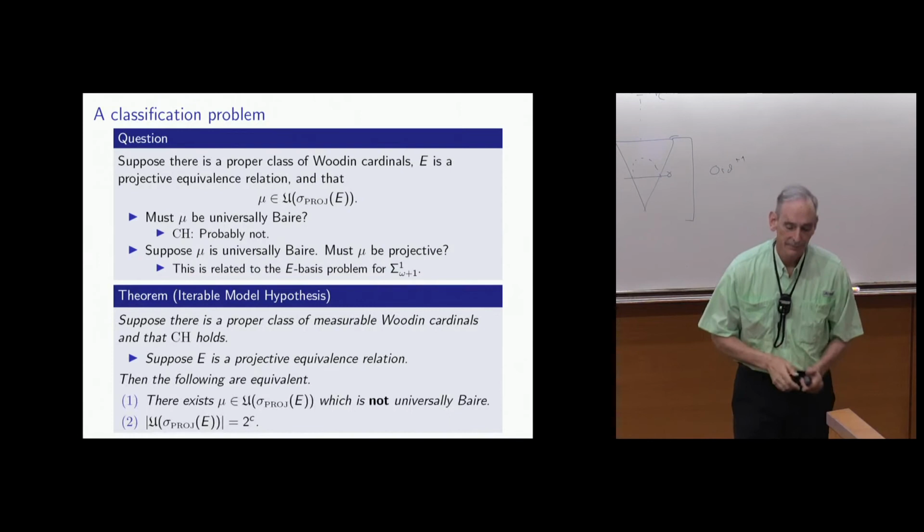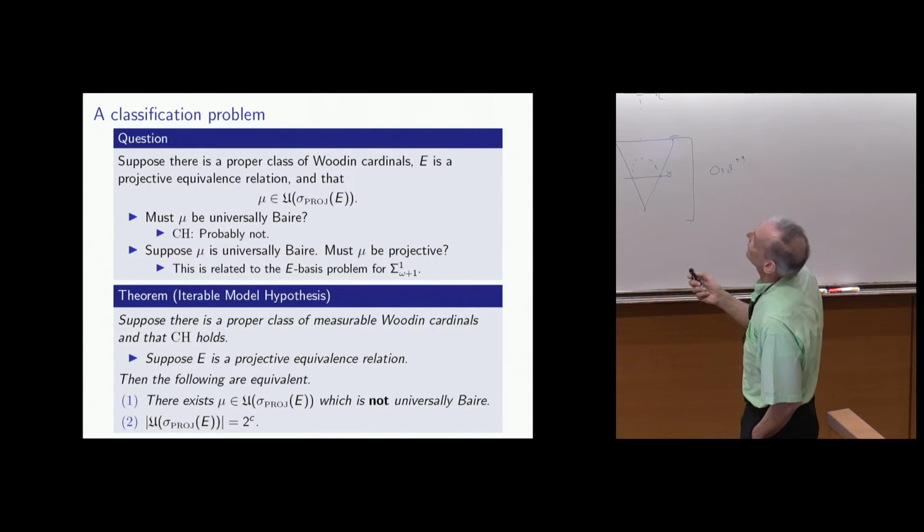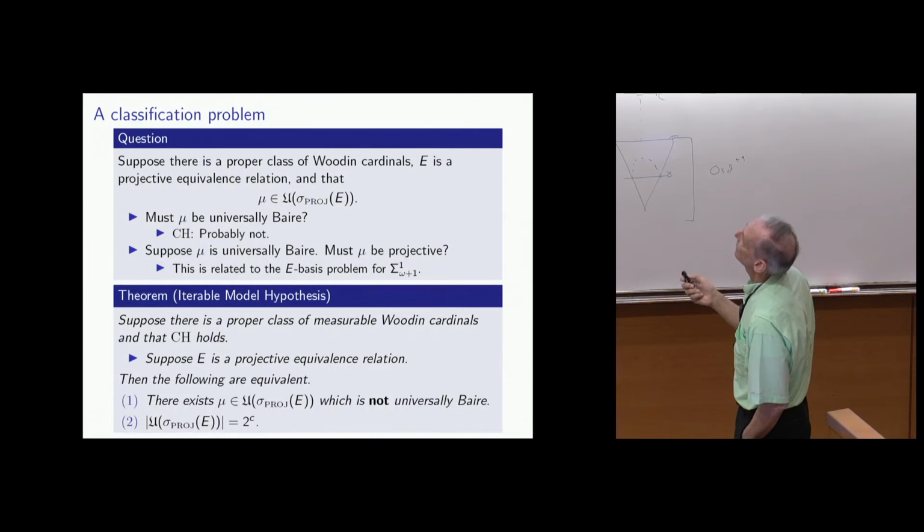So it's not clear. Anyway, I think that's an interesting question. I really suspect here that you can construct, even for tail equivalence maybe, one that's not universally Baire, but may really need CH, so there's a consistency problem there. But this is the question I was really interested in.